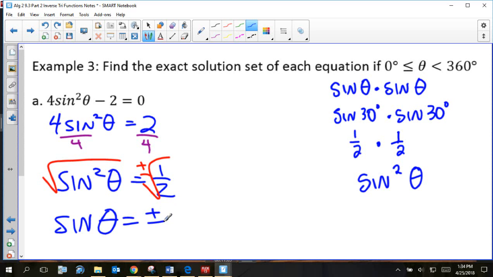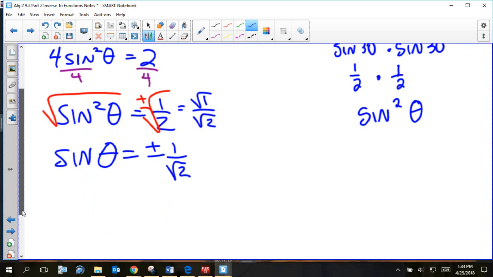The square root of 1 is 1. Remember, this is the same thing as plus minus square root of 1 over square root of 2. You can separate the square root. Square root of 1 is 1. Square root of 2, I don't know. If that does not look familiar to me, maybe if we rationalize it, it will look familiar. I don't have to rationalize it because that's not going to be my final answer. But if it doesn't look familiar and you rationalize it, maybe then it looks familiar.